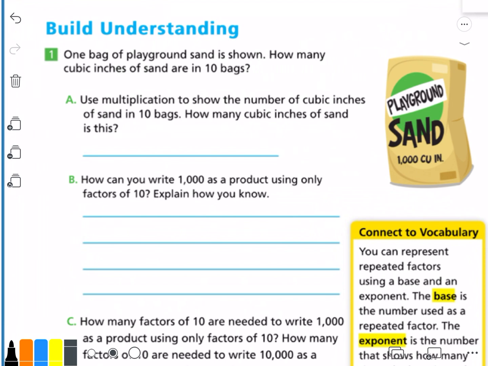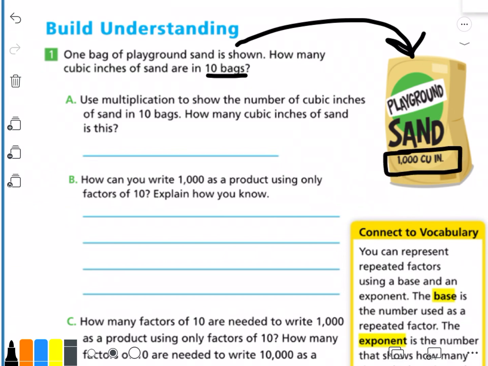Number 1. It says 1 bag of playground sand is shown. Here's the bag of playground sand. How many cubic inches of sand are in 10 bags? Well, we don't know that yet. But if we look over here, we do see that there is 1,000 cubic inches for 1 bag of sand. They want to know about 10 bags. So they're going to lead us through this. It says use multiplication to show the number of cubic inches of sand in 10 bags. And then they ask you how many cubic inches that is in all.